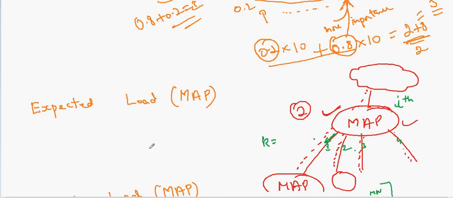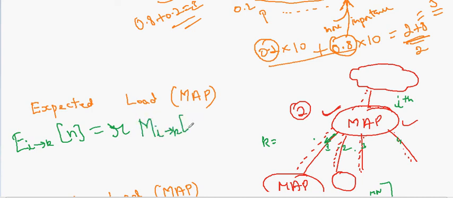And expected load is nothing but the exponential moving average. It's a similar equation. The expected load for the ith map to the kth downstream at time n is nothing but some factor r into the actual load at n, plus 1 minus r into the expected load that was calculated earlier at n minus 1.